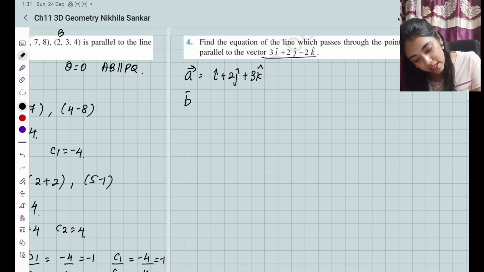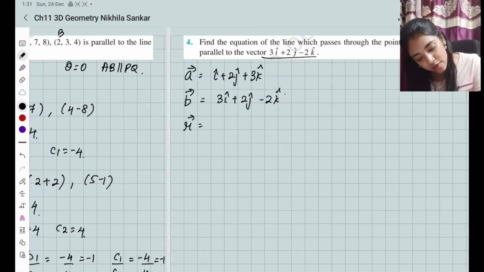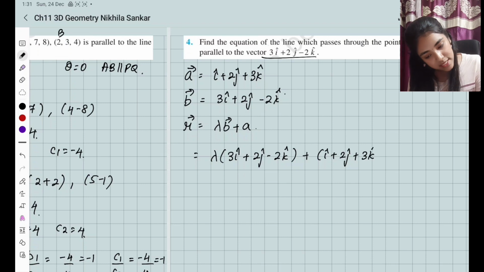So parallel na we are talking about the b vector, which is going to be 3i cap plus 2j cap minus 2k cap. இப்போ equation என்னன்னு கேக்குறான். So I need to find out r, which is going to be lambda b plus a. So this is going to be lambda times b என்ன 3i cap plus 2j cap minus 2k cap plus a is going to be I cap plus 2j cap plus 3k cap.